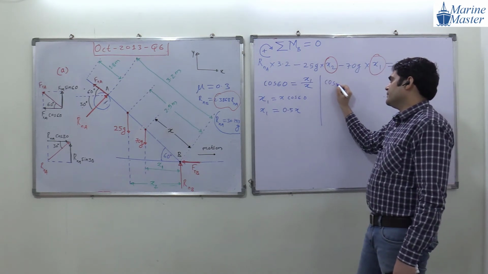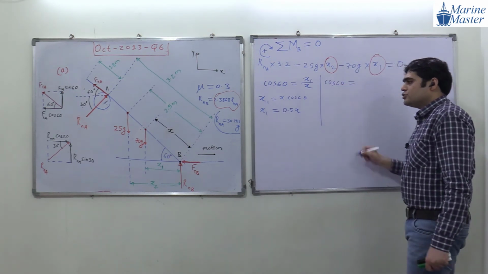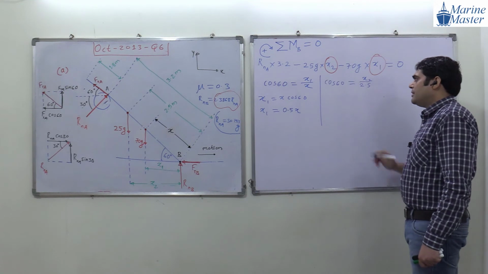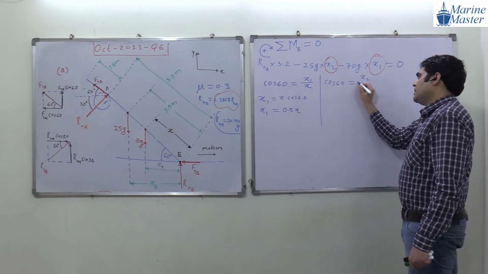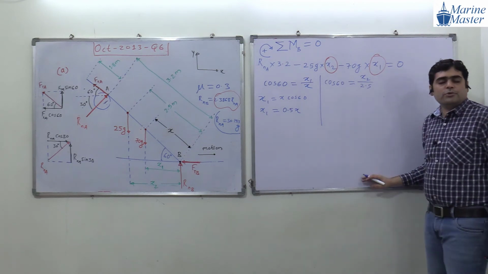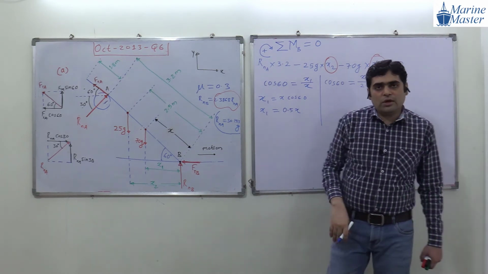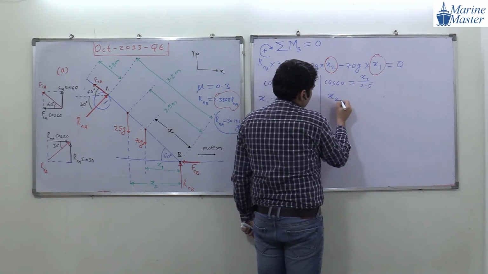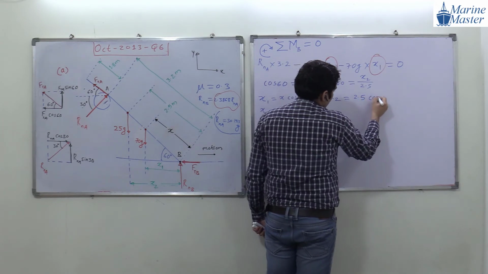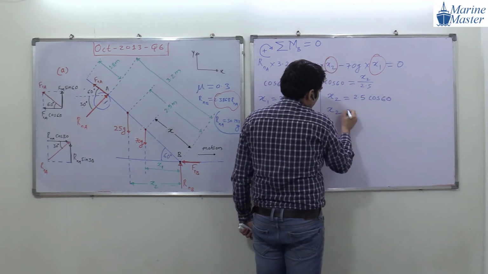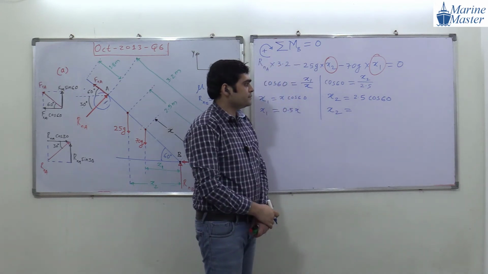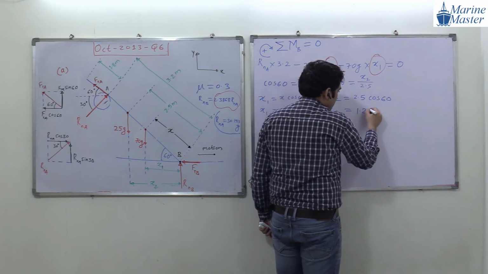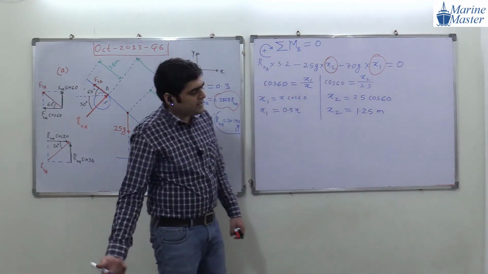Cos 60. Please observe this scenario. X2 by 2.5. Visible to everyone properly? Okay. So X2 will be equal to 2.5 into cos 60. So what will be the value of 2.5 into cos 60, everyone? 1.25. What will be the unit? Meter. Okay, distance, here all distance.